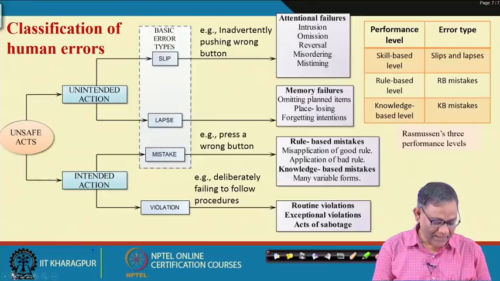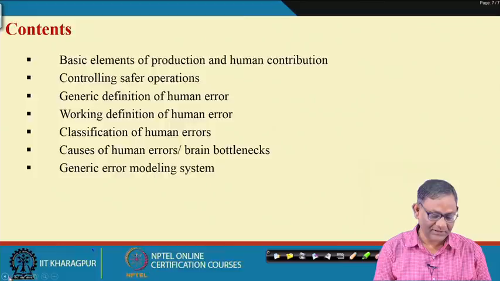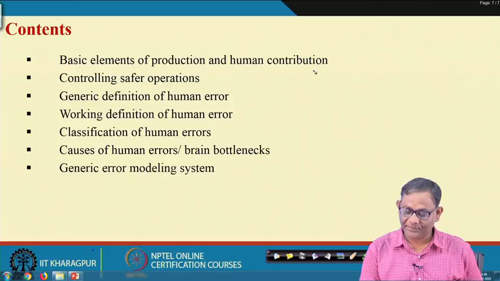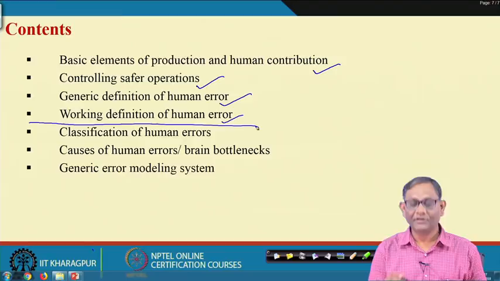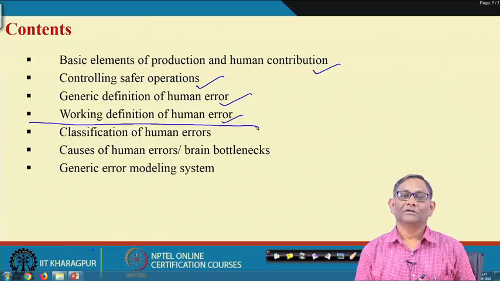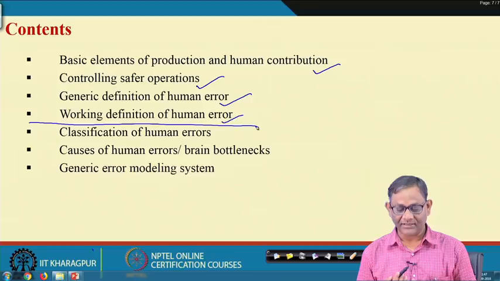So, what have we completed? I have given you this separate operation, then the generic definition of error and the working definition of error. Okay. I hope that you have understood this. Primarily, I have given you the concept with one example, and you create your own example. I am requesting this several times: create your own example.